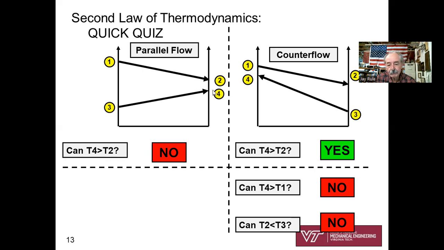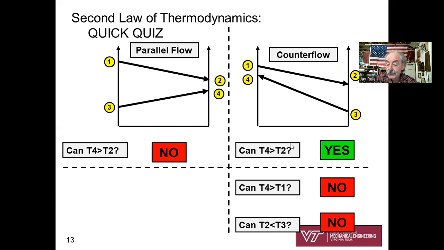Can T4 ever be bigger than T2 over here? Well, the answer is no. That would violate the second law. You can't ever, for this parallel flow situation, heat the cold fluid up higher than the hot fluid. So no, that would violate the second law.